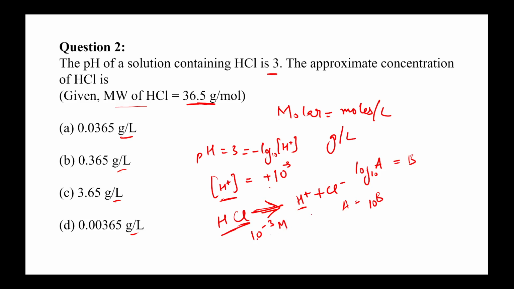From this you have to calculate the grams per liter. So you have this 36.5 grams per mole. I told you 1 molar is moles per liter, right? And 1 mole has 36.5 grams of HCl. So 10 raised to the power minus 3 moles will have 10 raised to the power of minus 3 into 36.5 grams per liter. Okay.